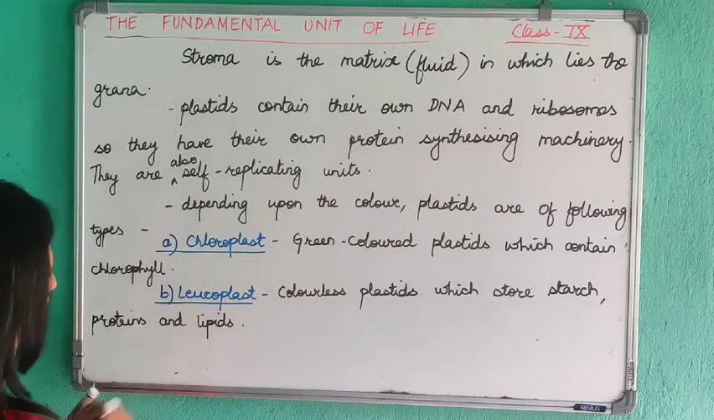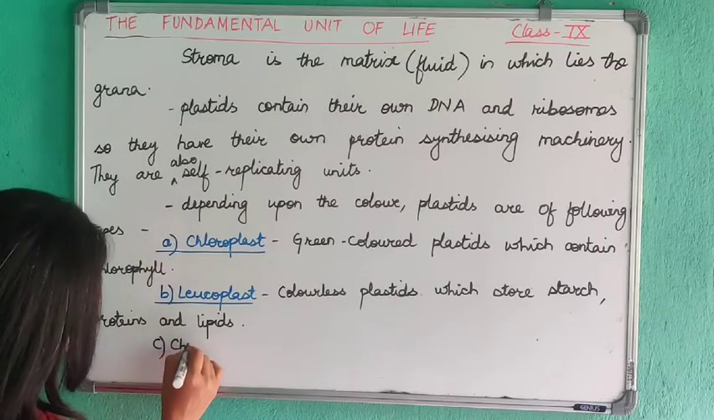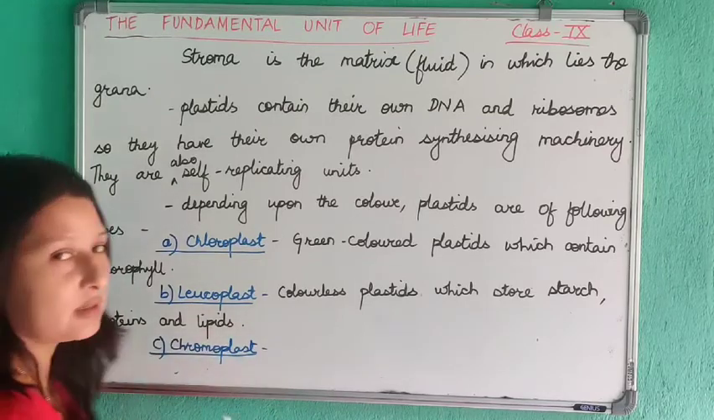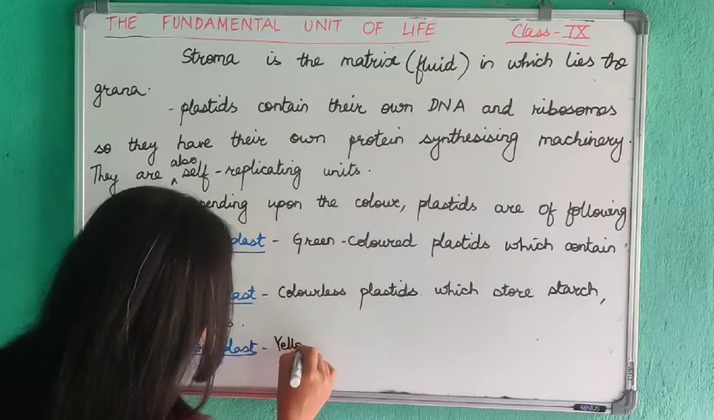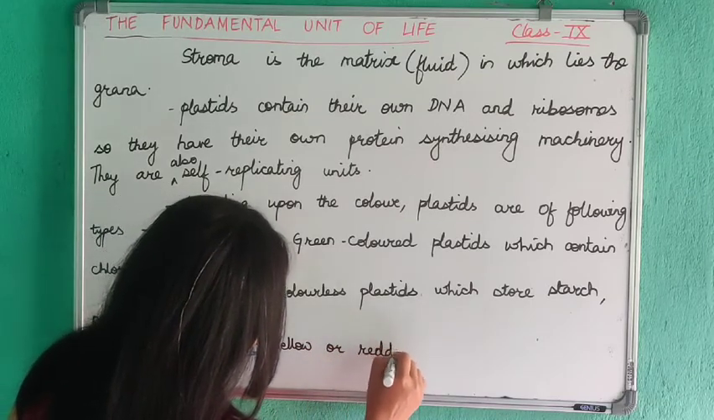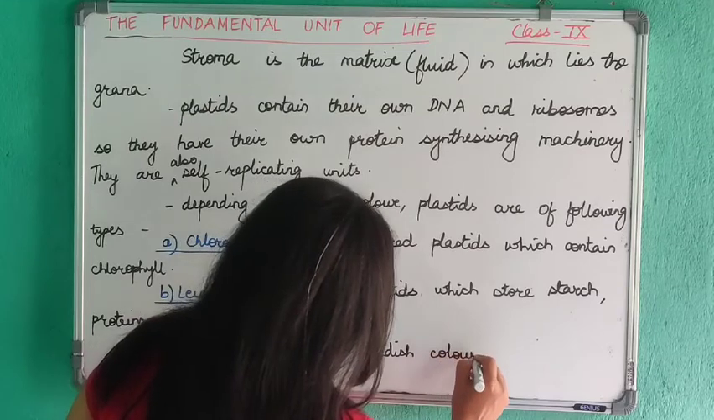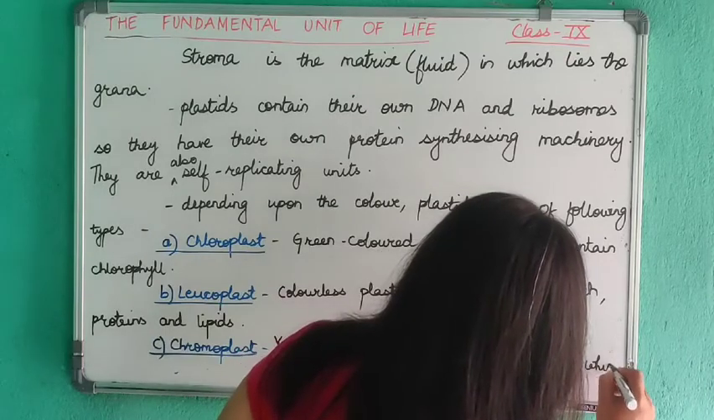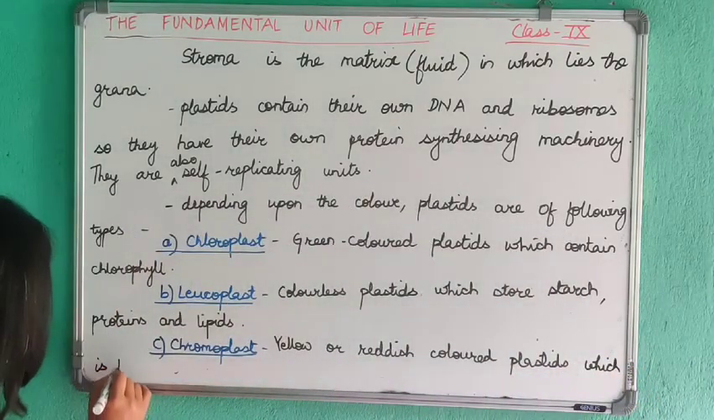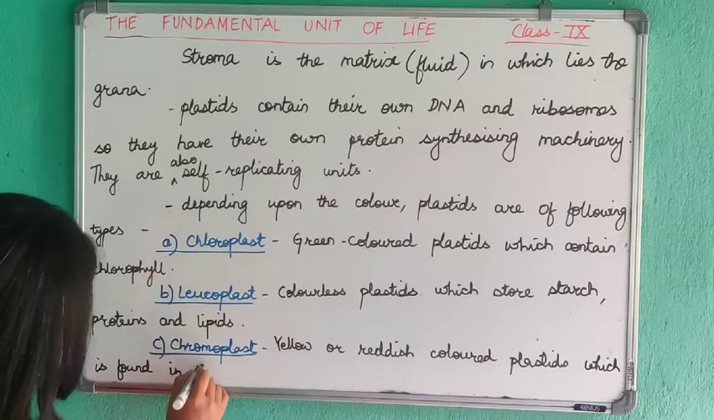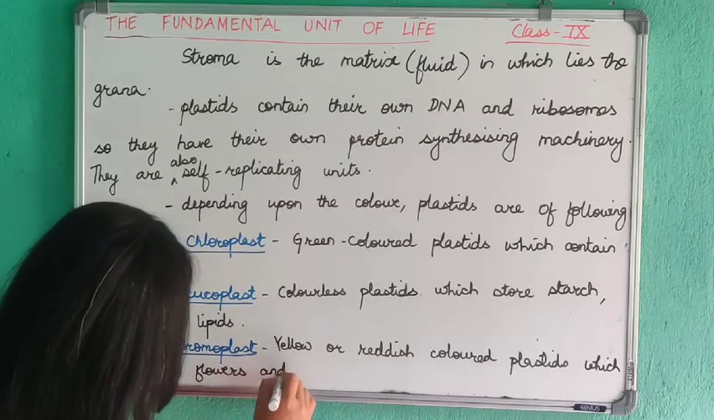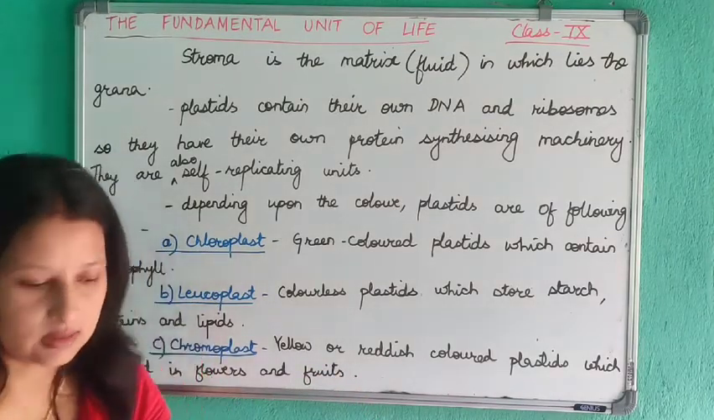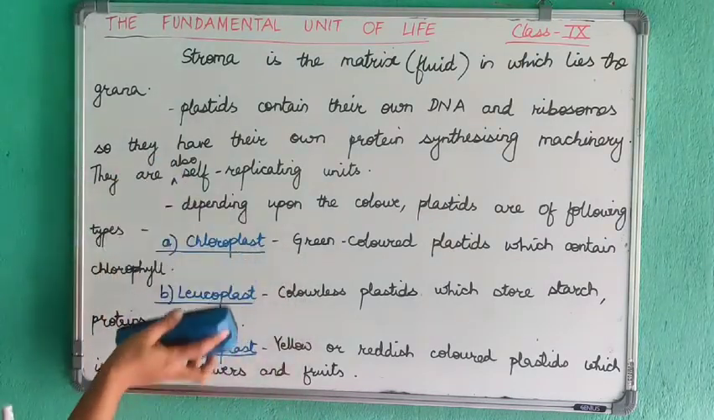And the third kind of plastids are known as chromoplasts. Now chromoplasts are colored. What color? Yellow or reddish colored plastids. And where are they found? They are found in flowers and fruits. Flowers and fruits are colored, so who gives that color? Chromoplasts give it.